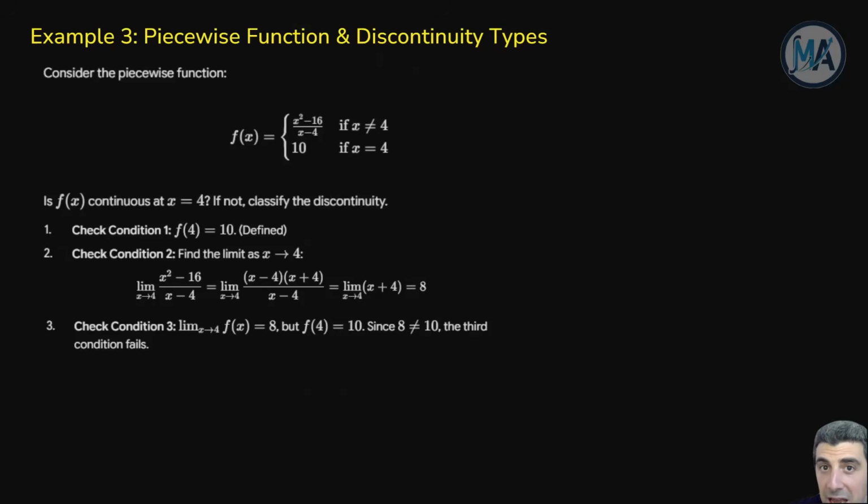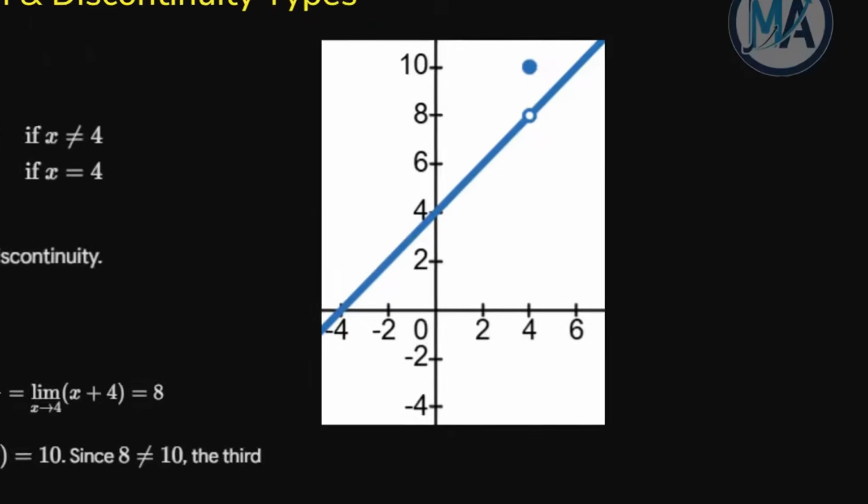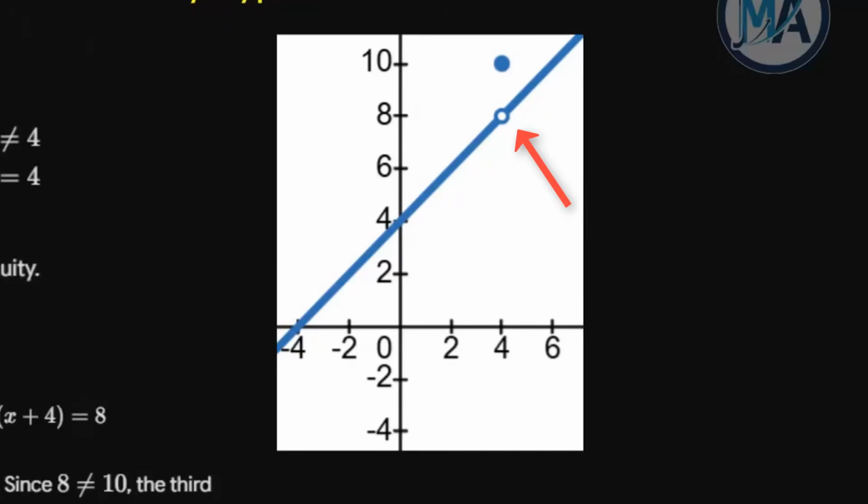However, they are not equal. So the third condition fails. The function is not continuous. It has what we call a removable discontinuity at x equals 4. And here's a picture of the graph. It's a line with a hole in it, and we call this a removable discontinuity.